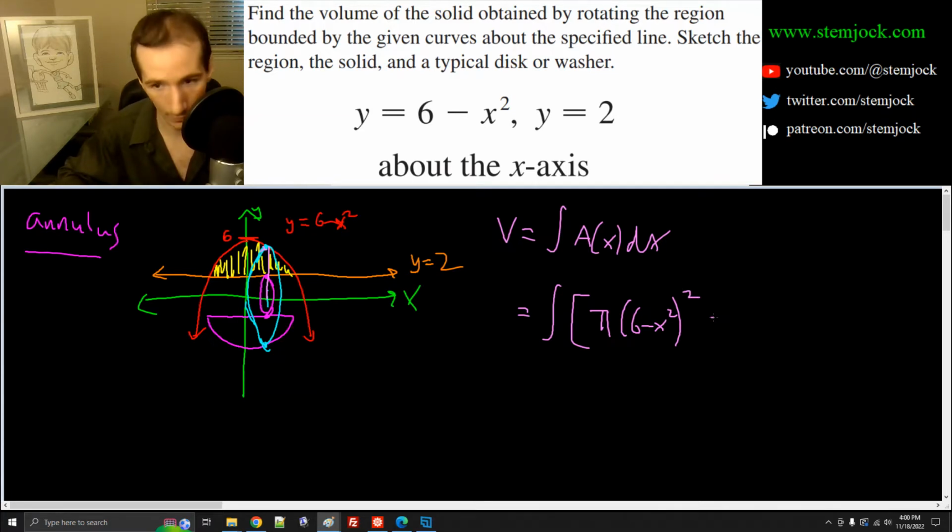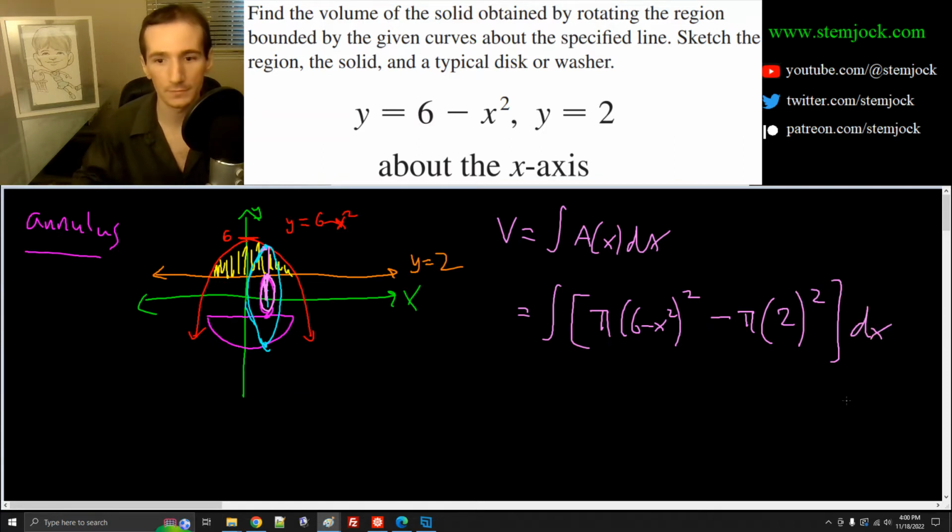And I'm going to subtract from that the area of the hole here. It's going to be pi times the radius. That's going to be the height of the lower bounding curve. That's just going to be 2. So 2 squared, and then dx.